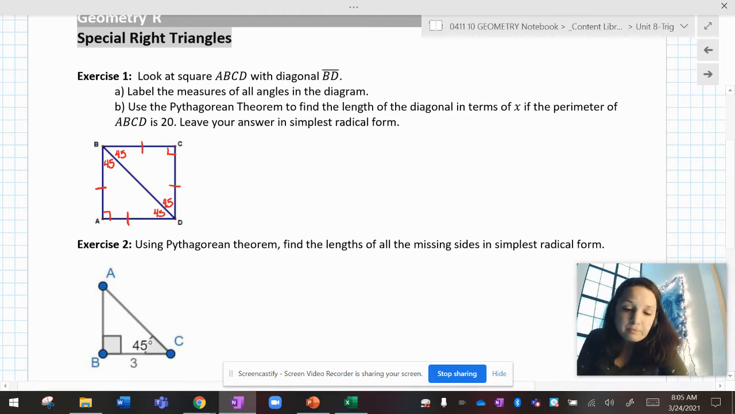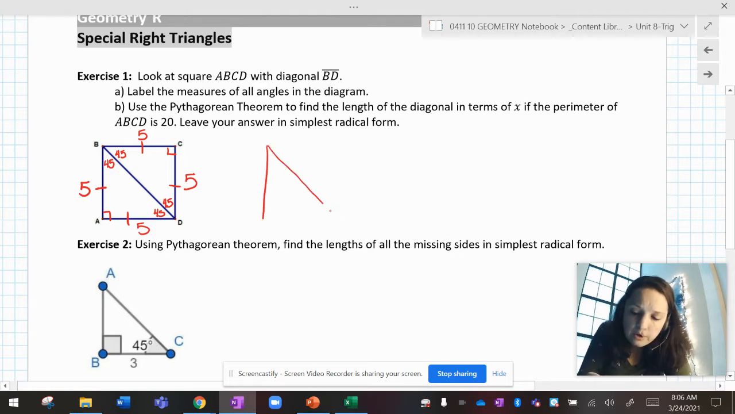Okay, cool. It says use the Pythagorean theorem to find the length of the diagonal in terms of x if the perimeter of ABCD is 20. If the perimeter of ABCD is 20, it's got four sides. 20 divided by 4 is 5, so all of these would be 5. And if I really draw this out, I have this 45-45-90 triangle here with legs that are of length 5.